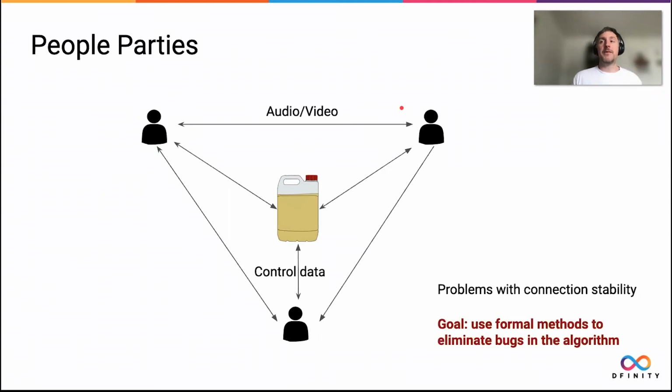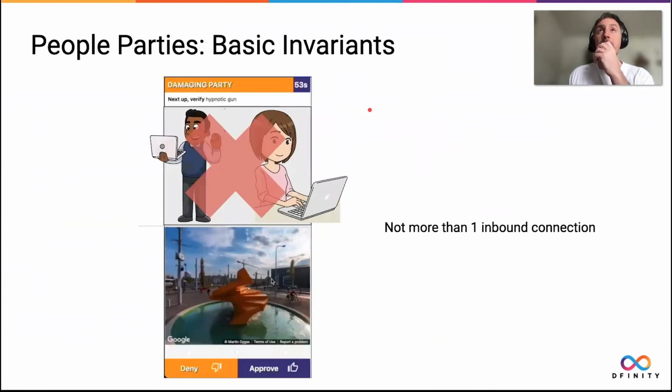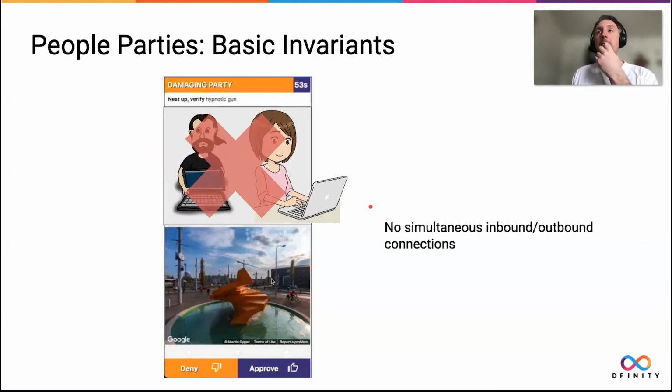We wanted to use formal methods to eliminate the bugs in this algorithm. That doesn't mean that the system is correct, because you could still have problems with libraries and so on. But at least we want to get the algorithm right. So what are some of the properties that we want to have? Some basic invariants were that we don't want more than 1 inbound connection, because you wouldn't know which one to display, or the app would get confused. It would not be clear whom you are approving. And we also wanted to make sure we don't have simultaneous inbound and outbound connections.